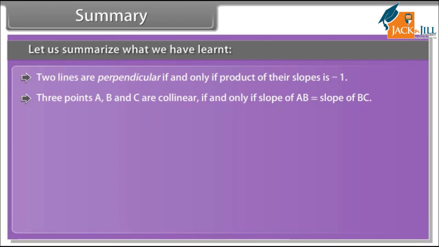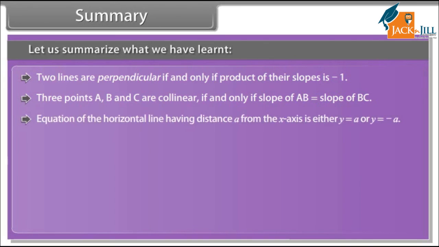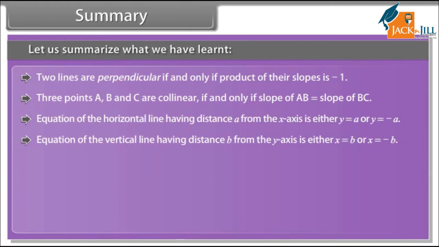Equation of the horizontal line having distance a from the x-axis is either y is equal to a or y is equal to minus a. Equation of the vertical line having distance b from the y-axis is either x is equal to b or x is equal to minus b.